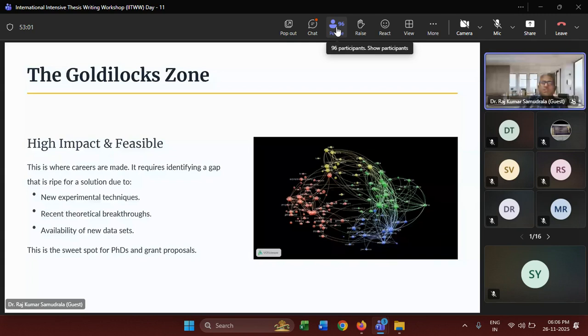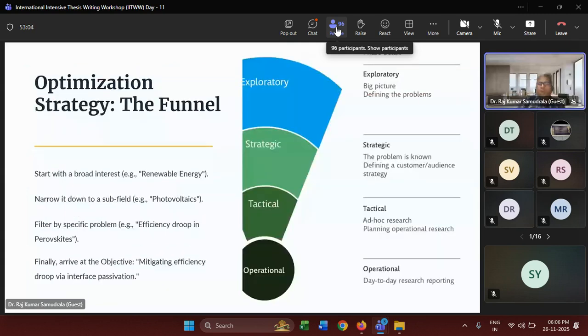The optimization strategy is that we have to start with a broad area of interest. We start with renewable energy. What kind of renewable energies are there? Like solar energy. We have to work on solar energy. Narrow it down to a subfield, photovoltaics. Take photovoltaics, filter the specific problem, efficiency drop in perovskite structures. Finally, arrive at the objective: mitigating efficiency drop via interface passivation. Just examine how the efficiency is dropping for photovoltaic perovskite structures.